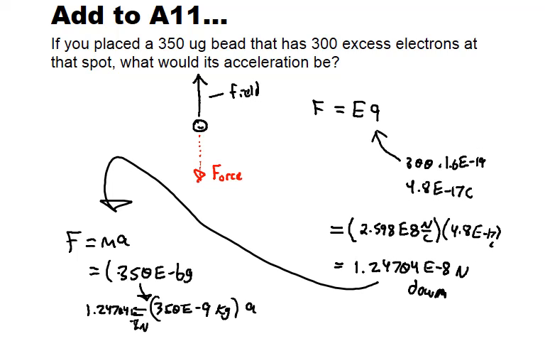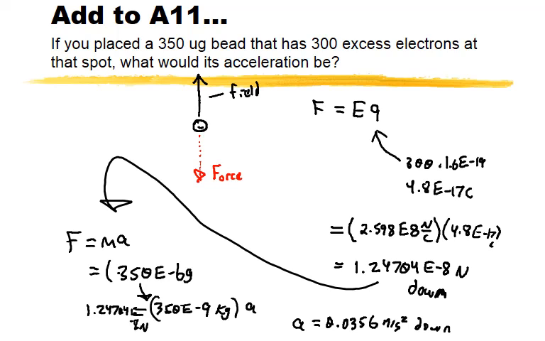And then we want to find the acceleration, right? So we know the mass of the bead, and we know the force, and so we can figure out the acceleration of the bead, and our acceleration is 0.0356 meters per second squared downwards.